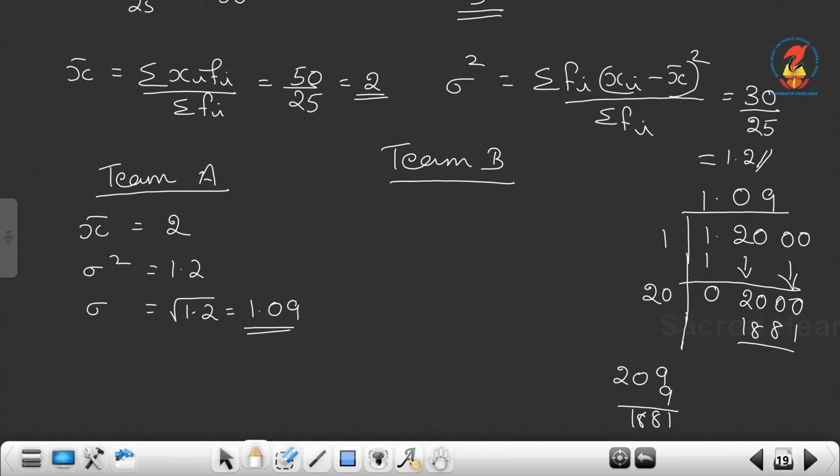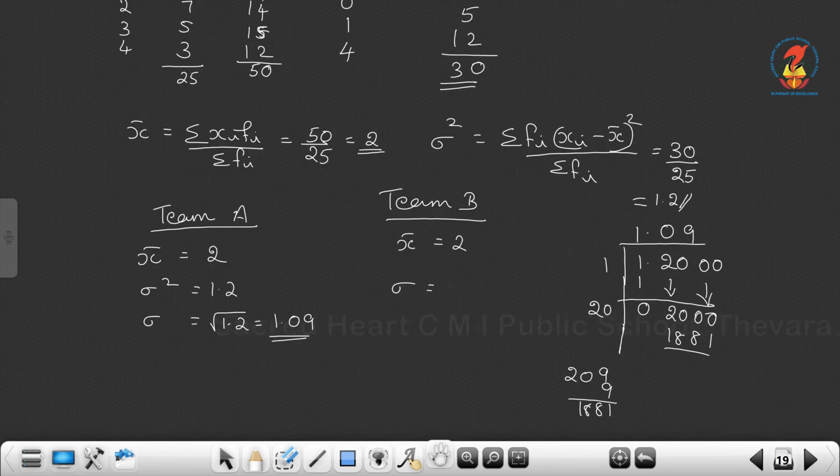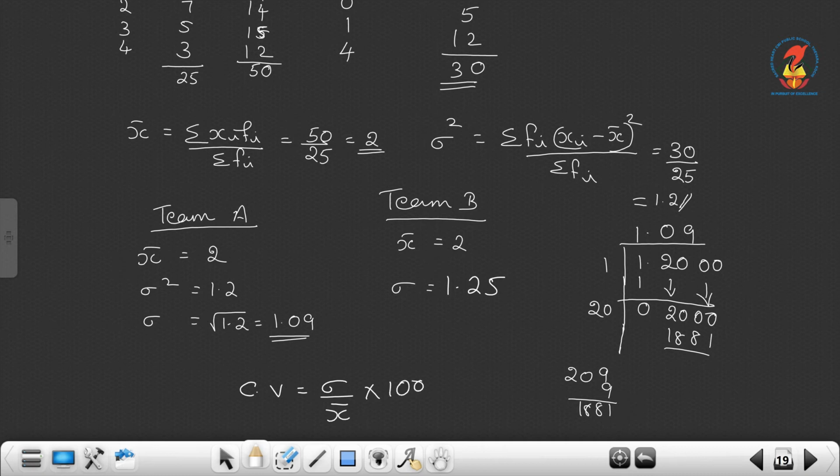Now for team B. Team B mean is given as 2 and standard deviation is 1 point something, 1.25. Standard deviation is not variance, standard deviation is 1.25. So mean is the same. So just compare the variance. Variance is in the numerator. Variance is more for team B. CV means sigma by x bar into 100. Sigma is more for this team. So that team is more variable. The question is which is more consistent. So CV is less for team A. Therefore team A is more consistent.